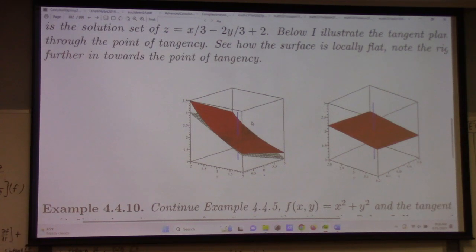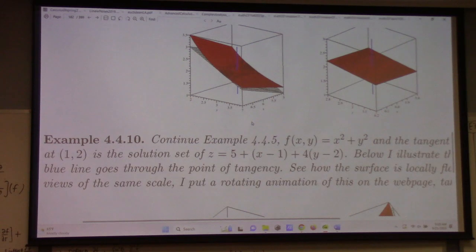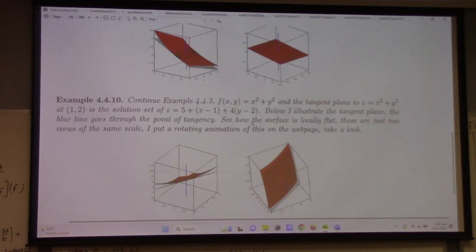We'd like to understand how to find this tangent plane for a given graph or level surface, right? How do you do that? How do you find the tangent plane? That's something we will answer here shortly. Here's another picture, tangent plane, normal line.